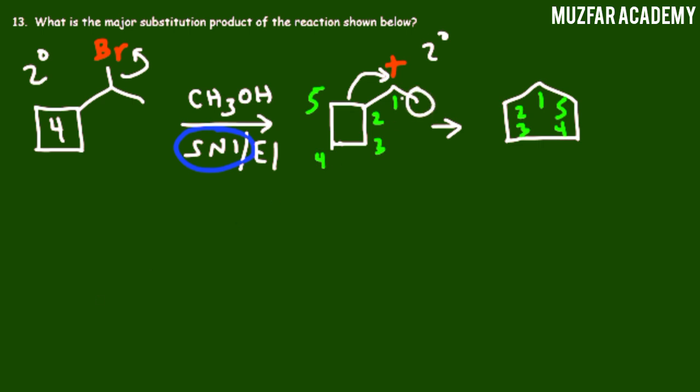Now, carbon 1 has a methyl group. Carbon 2 and 5, they lost the bond. But carbons 1 and 5, they gained the bond. Carbon 5 got the bond back. Carbon 1 gained a bond. Carbon 2 lost the bond. It didn't get any back, so carbon 2 will have the positive charge. So right now, we still have a secondary carbocation intermediate.